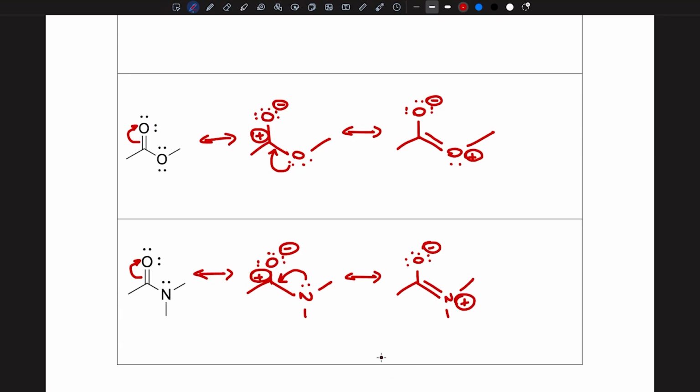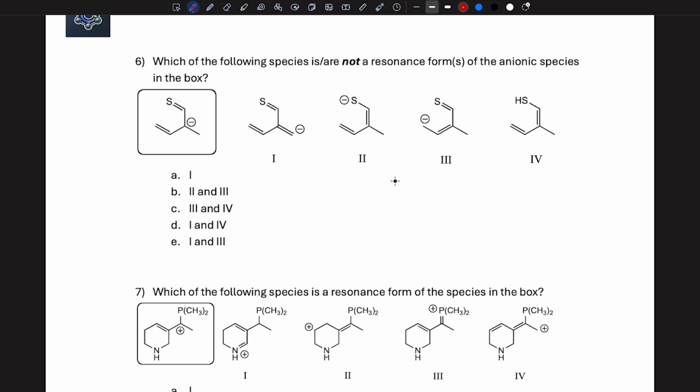That makes perfect sense. Now in the next problem, we're moving away from creating resonance structures, and we're moving toward analyzing resonance structures. This is also an important skill. And now this is going to call for your realization of how things move. And so we're concerned with this original structure in the box, and we're trying to find which of these structures, 1 through 4, is not a valid resonance structure.